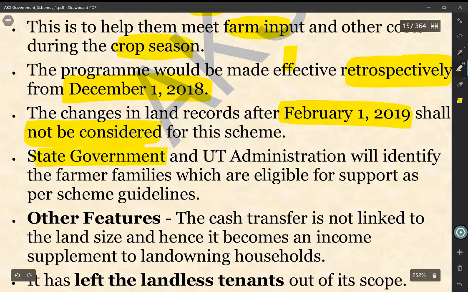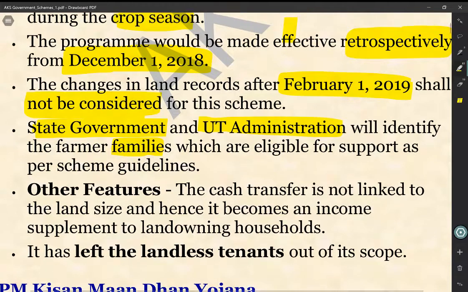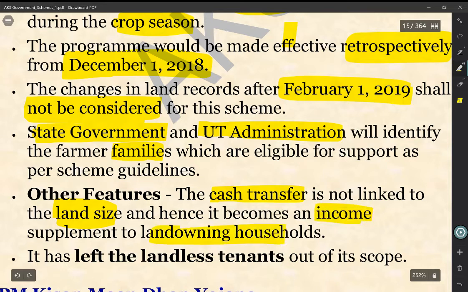Please note that the state governments and union territory administrations will identify the farmer families which are eligible for the support as per the guidelines of the scheme. So, the responsibility for identification of the beneficiaries lies with the state government and the union territory administration, not the central government. The cash transfer in the scheme is not linked to the land size, and hence it becomes an income supplement to every landholding household except the ones mentioned in the exclusion schedule of the scheme.